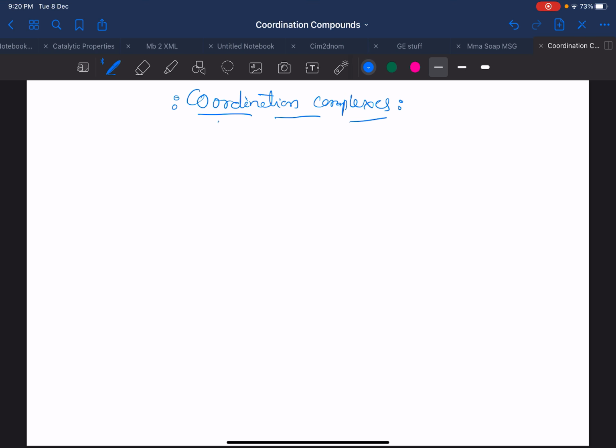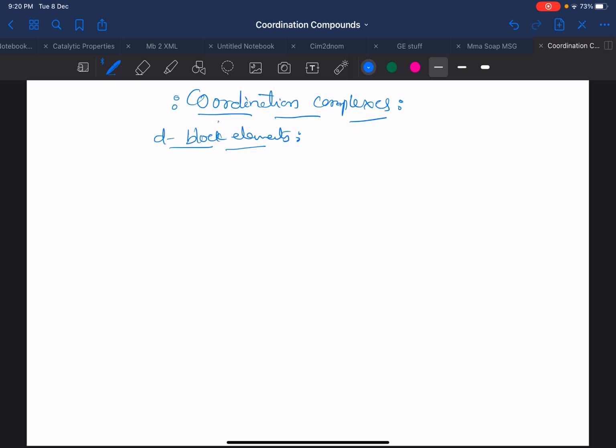Good morning, students. Today we are going to learn about coordination complexes, which are formed by the d-block elements. It is the main and important characteristic property of d-block elements. So, what are complex compounds? How can they be produced, and what are the physical and chemical properties of these coordination complexes?